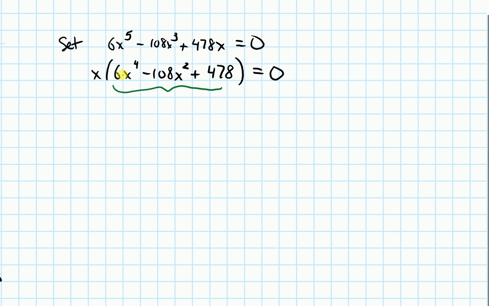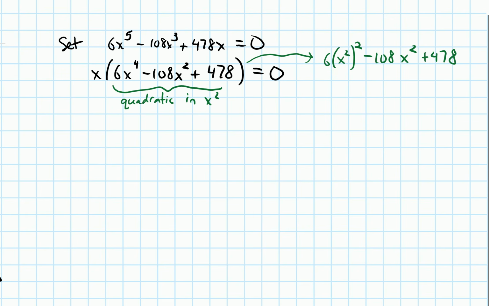Okay, so this right here is a quadratic in x squared. What I mean by that is I could express this whole thing, the thing in parentheses, as 6(x squared) squared, minus 108 x squared plus 478. So it's kind of a hidden quadratic, but where the variable is x squared instead of just x.